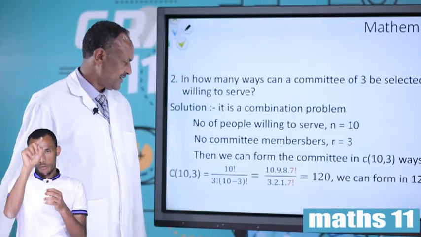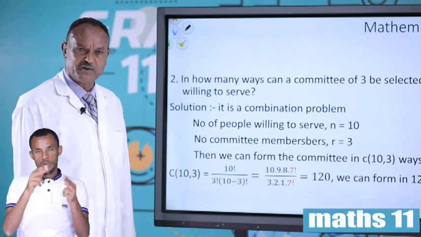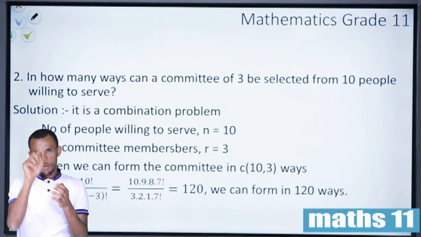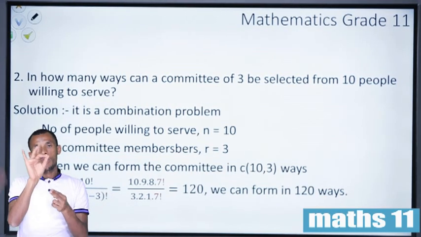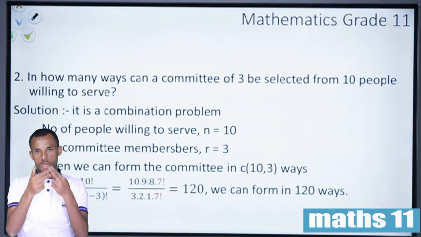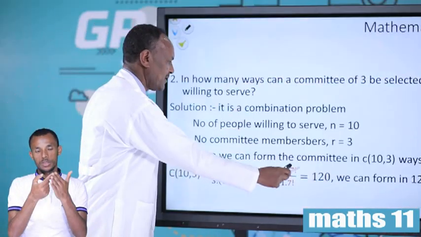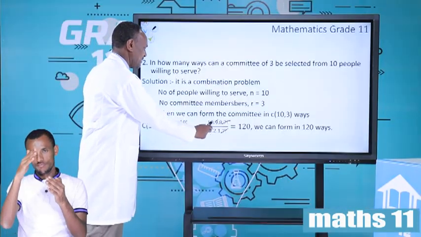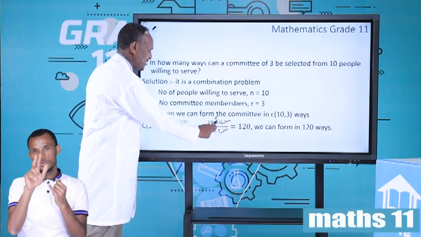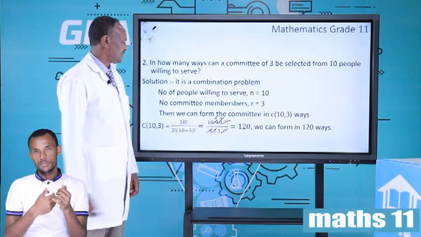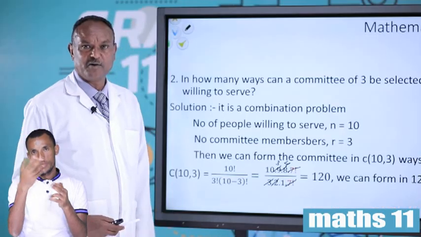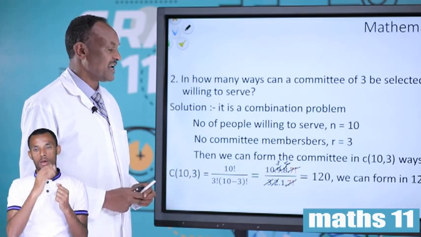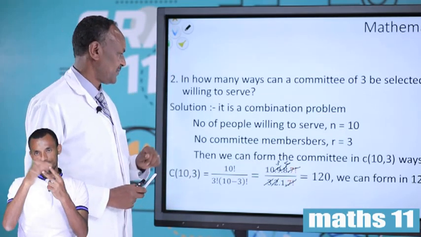10 factorial over 3 factorial times 10 minus 3 factorial. What is that? 10 factorial, 10 times 9 times 8 factorial, over 3, 2, 1 times 7 factorial. So this could be cancelled out. By 3, we'll have 1, you have 3. By 2, we'll have 1, you have 4. 3 times 4, 12 times 10, 120 it comes. So the committee can be formed in 120 different ways.